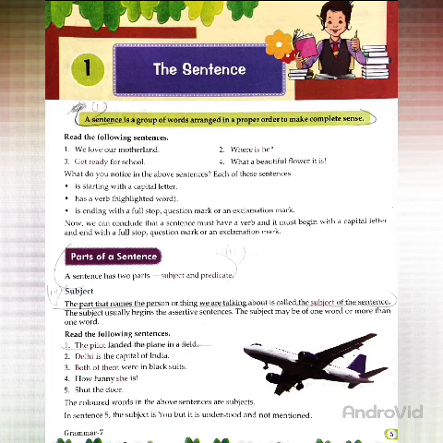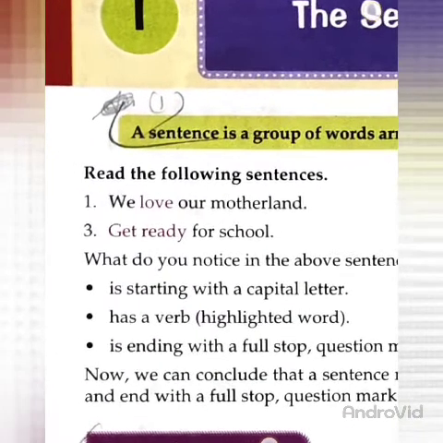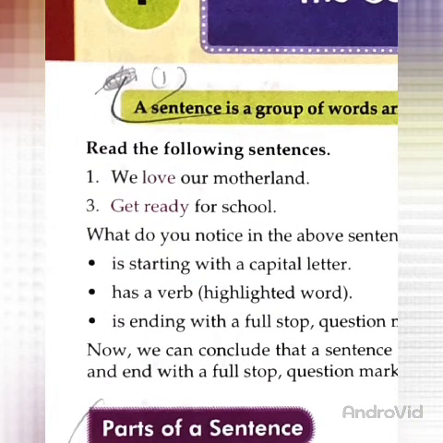Like, we love our motherland. Where is he? Get ready for school. What a beautiful flower it is. All these are sentences. A sentence starts with a capital letter. The first sentence, we love our motherland, starts with capital W and ends with a full stop or a period. A period is also known as full stop.